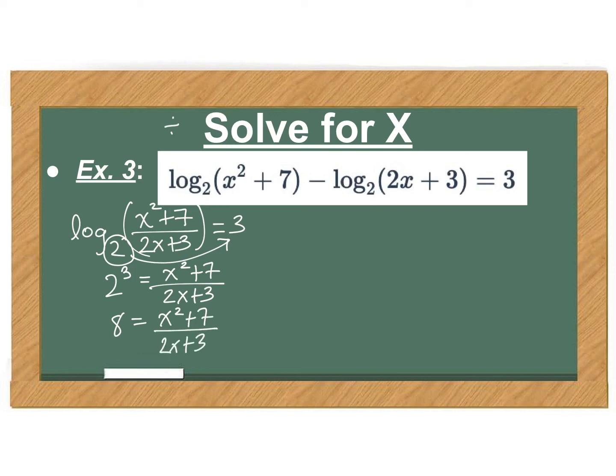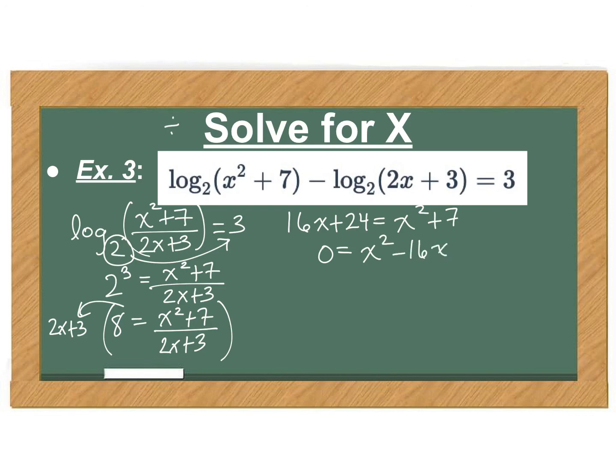I'm dividing by 2x plus 3, so I want to multiply everything by 2x plus 3. It's going to be a distributive with the 8. So we're going to do 16x plus 24 equals x squared plus 7. We have a quadratic, so I'm going to subtract to put it into standard form. So I have x squared, subtract the 16x, subtract the 24, and I get negative 17.